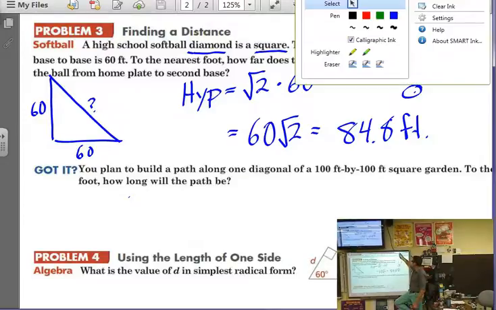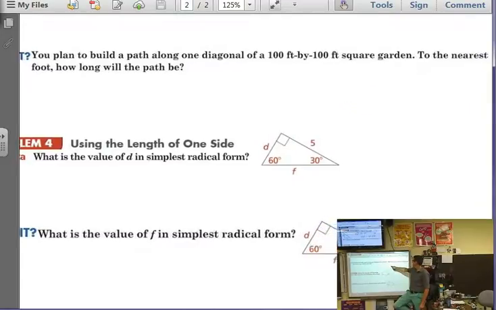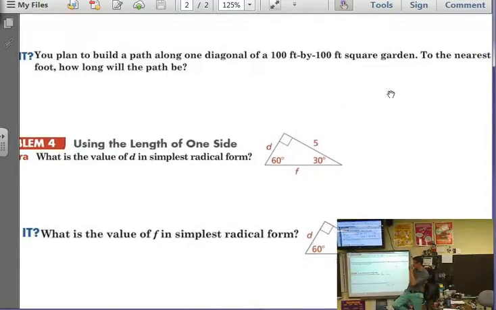Try the next one on your own. To the nearest foot, to the nearest integer value of a foot. You're building a path along the diagonal of a 100-foot by 100-foot garden.